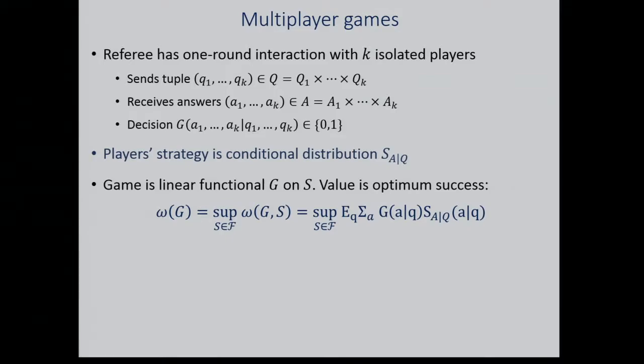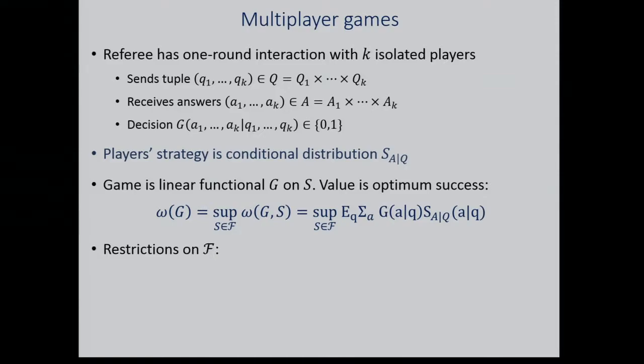This is just notation. Here, what do we have? Supremum over all strategies, all allowed strategies. This is what my F will be. Of the average over the choice of a random question, according to some distribution, I sum over all answers. I count 0 or 1, depending on whether the answer was valid or not. And this is the probability of my players actually giving me the corresponding answer.